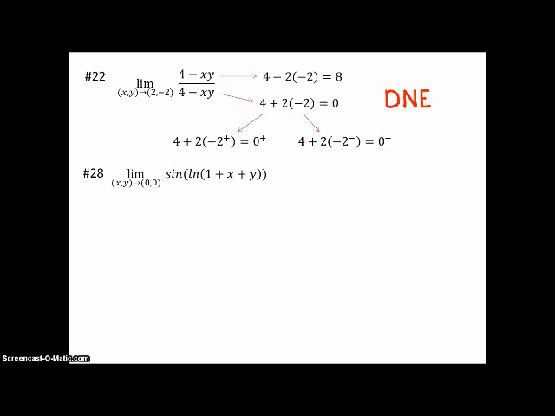Number 28. Evaluate the limit as (x,y) approaches (0, 0) of the sine of the log of 1 plus x plus y, and in this case there's no issues, so we can just let x and y both go to 0, and we get the sine of the log of 1, which is the sine of 0, which is 0. Number 30.